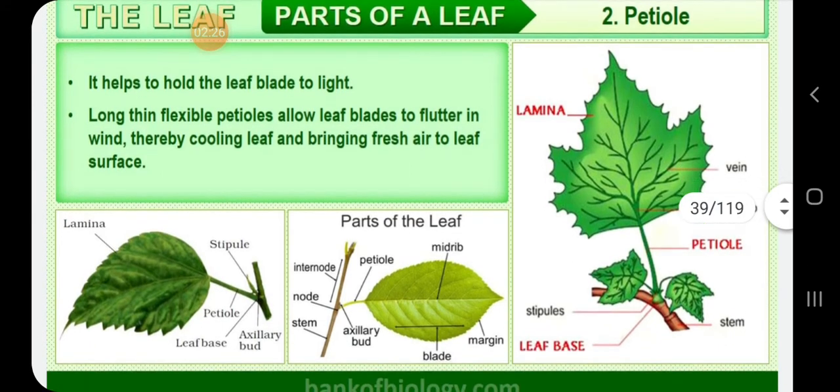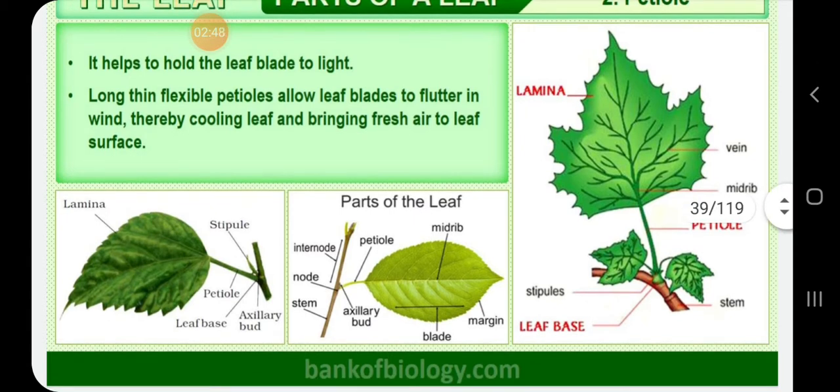Petiole, it helps to hold the leaf blade to light, and a long, thin, flexible petiole allows the leaf blades to flutter in the wind. They can easily move, thereby cooling the leaf and bringing fresh air to the leaf surface, because leaves also need oxygen and air for their exchange of gases.